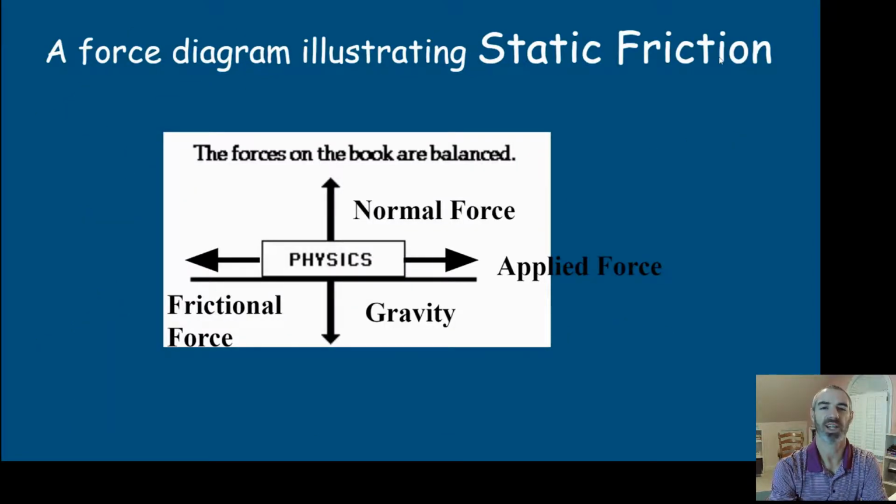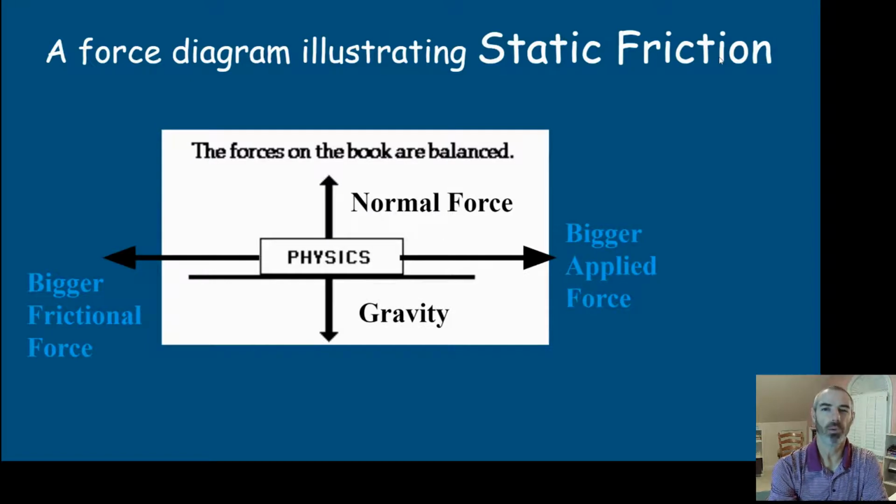So let's look at a physics textbook. We've got an applied force to the right and a frictional force to the left. The forces are balanced and it's not moving. So that's what it means to have static friction. Now, if that applied force became much larger, but it still didn't move, that means frictional force still has to balance that out. If an object is not moving, that means it's not accelerating, which means the forces have to be balanced.